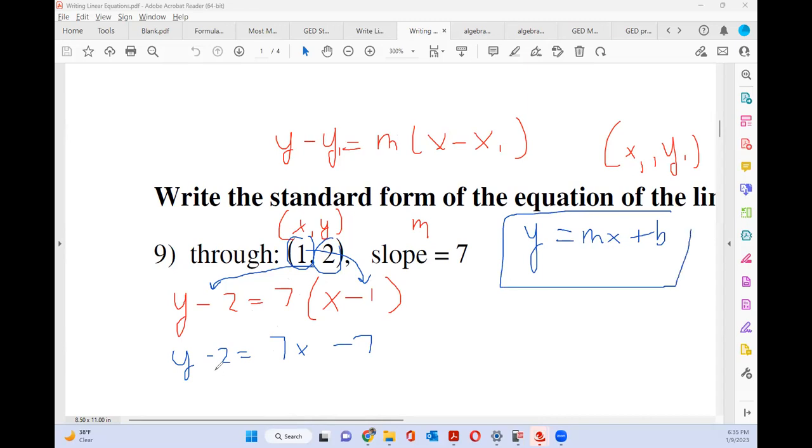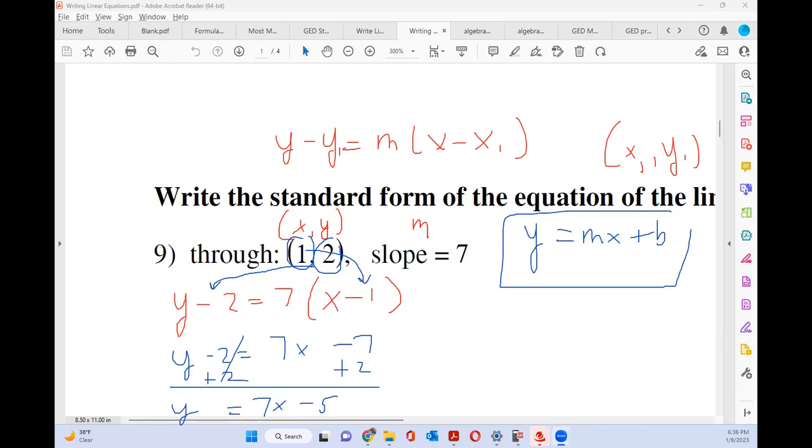Right now, it's not in that form. So we're going to add 2 to both sides. So we get y, those 2's cancel, equals 7x. What is minus 7 plus 2? Minus 5. So the equation of a line that passes through (1, 2) and has a slope of 7 is y equals 7x minus 5. And that's how you use the point slope formula.